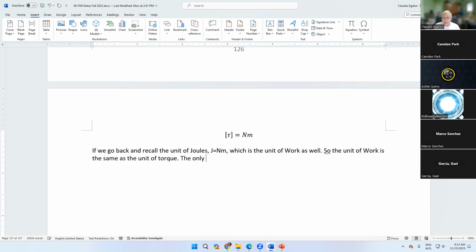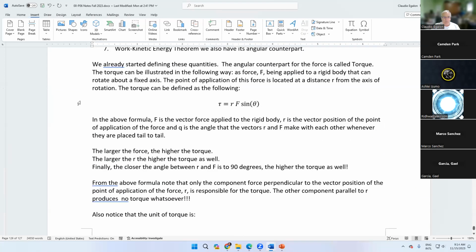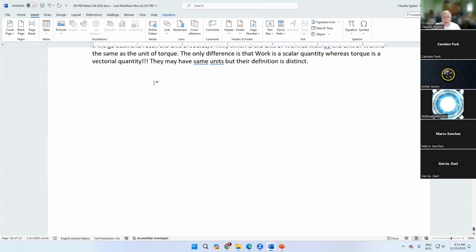The only difference is that work is a scalar quantity, whereas torque is a vectorial quantity. Okay, they may have the same units, but their definitions are distinct. What's the definition of torque and what is the definition of work? Remember, that's the definition of torque.